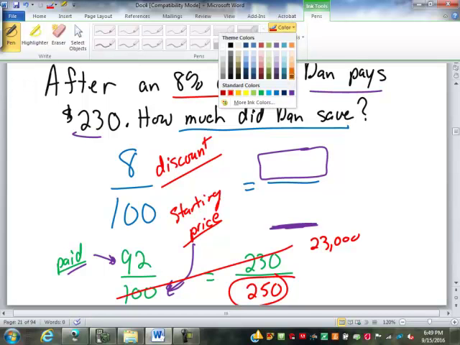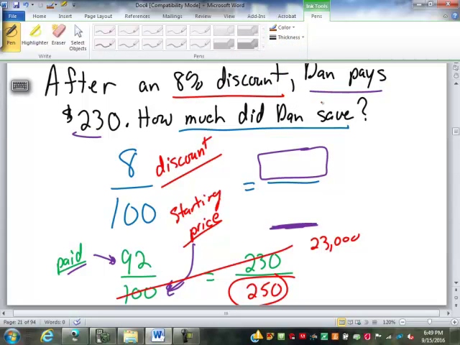Now, once again, let's go back and answer a question. What was the question that was asked here? How much did he save? Have we found that yet? Well, sort of. We can get to it, but we haven't found it yet. How do we find it from what we have? 250 minus 230. The original amount minus the amount paid. Dan saved $20.